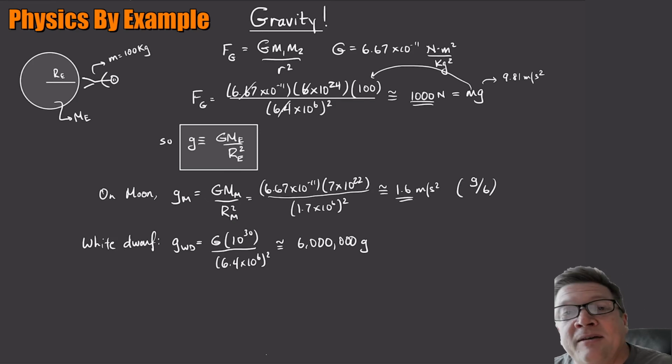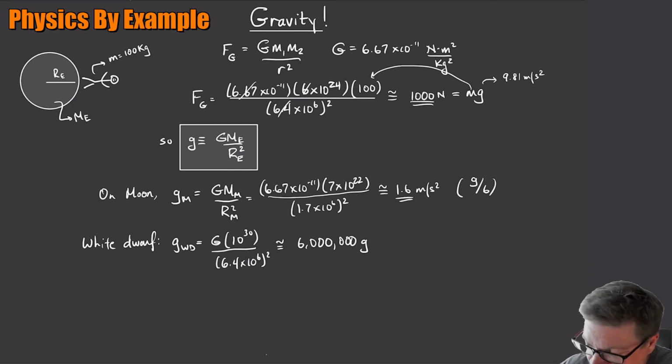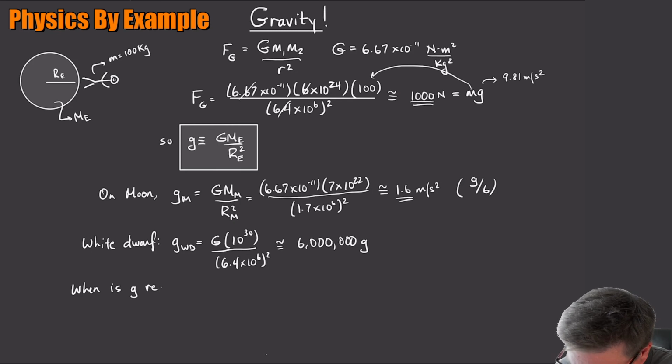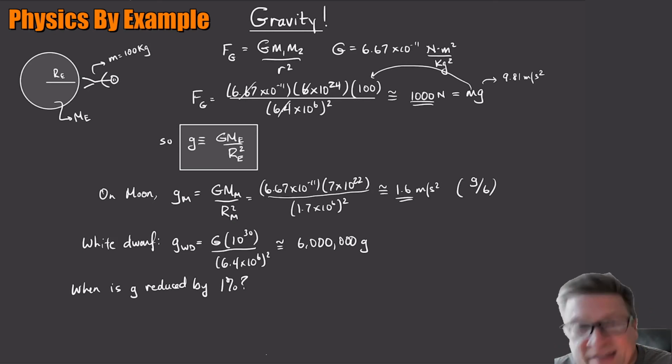So when does this become important? Does that mean everything we did in the first part of the physics course is wrong? Well, I mean, yeah, in some sense, but not by much. So let's figure out, just for kicks, when is g reduced by, let's say, 1%? So how high would you have to go, in other words, so that your weight is 1% less? You're 1% lighter when you get to some altitude.